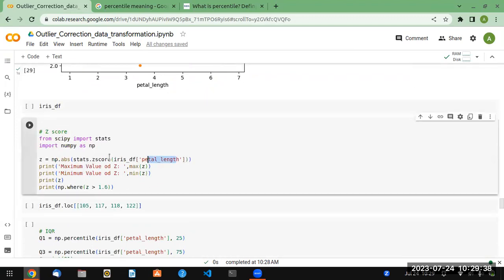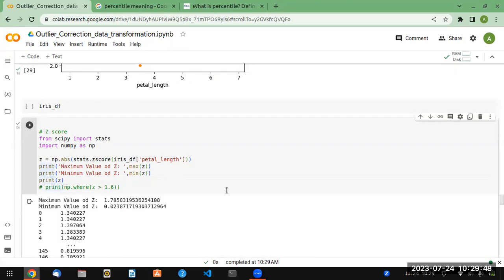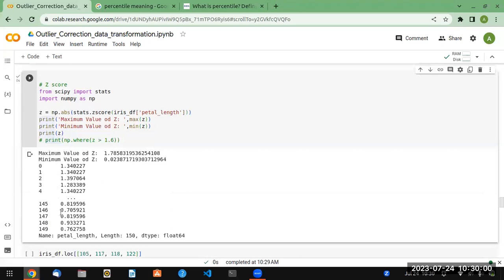Petal length we are seeing, right? Using Z score. Okay, guys, first let's see what is the minimum and maximum value using Z score. The maximum value of Z is 1.7. Minimum value is 0.02, right? And these are the Z values.